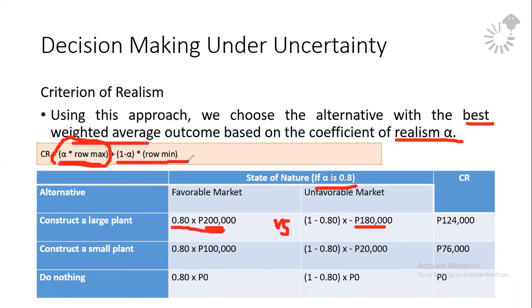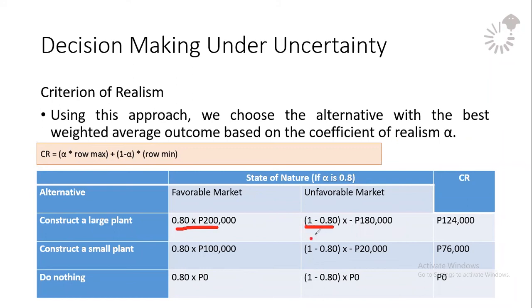And for the row mean, this is your minimum row, multiply 1 minus 80 or 0.8. And then pag-add mo daw sila. Ganun yung computation. So identify the row max and row mean, and then multiply A for row max, multiply 1 minus A for row mean. Basically, if this is your 80, 1 minus 80 is 0.2.